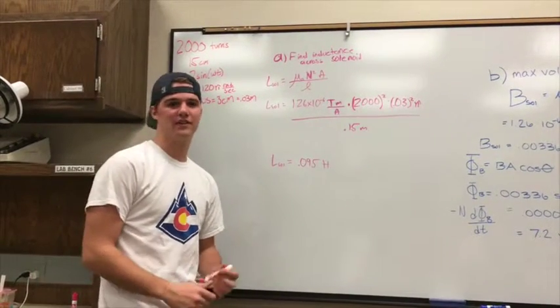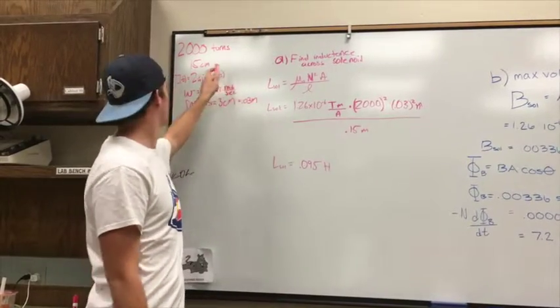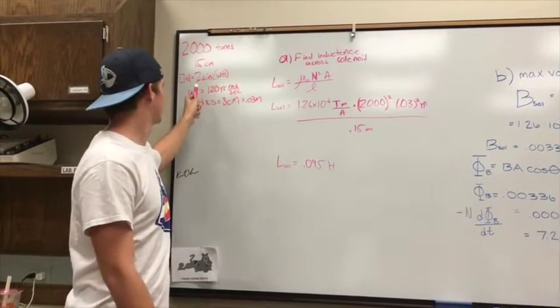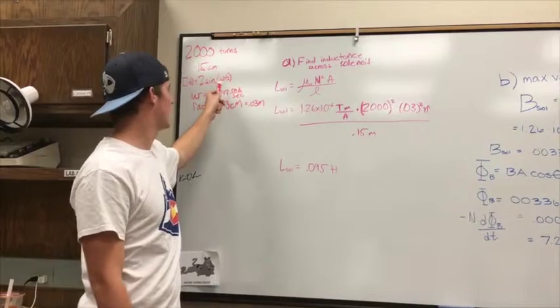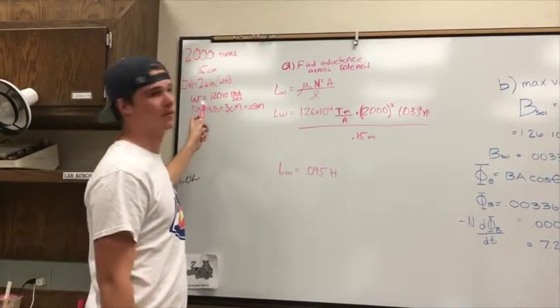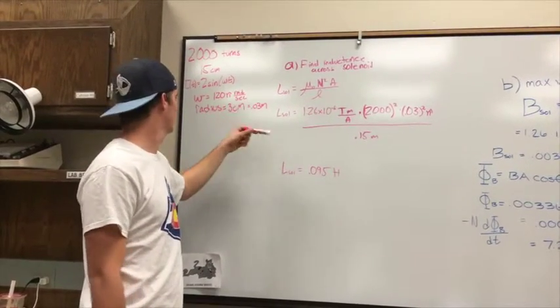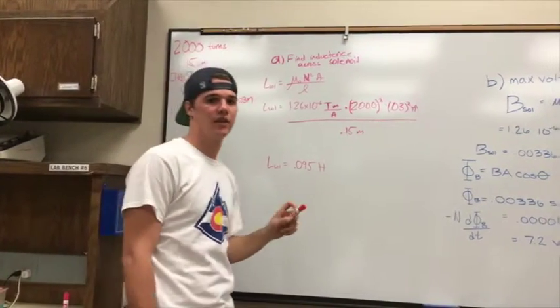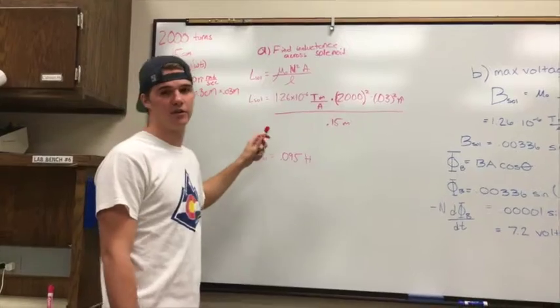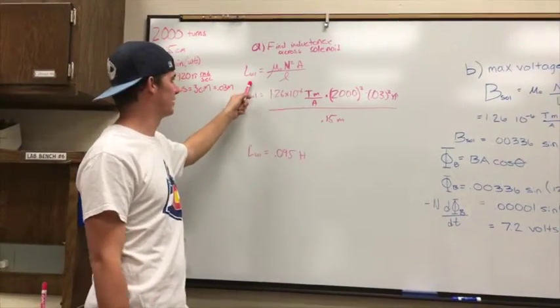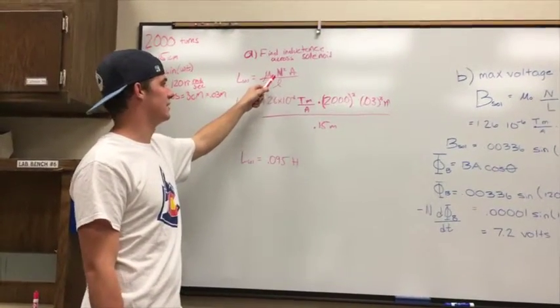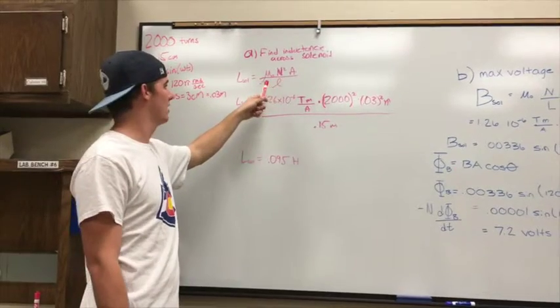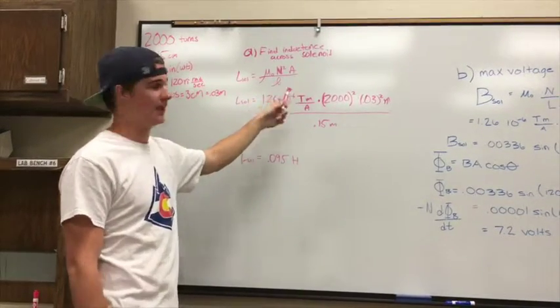So in this problem, we were given that our solenoid has 2,000 turns, a length of 15 centimeters, a current of 0.2 sin ωt, where ω was given as 120π, and our radius is 3 centimeters or 0.03 meters. Now, to find the inductance of our solenoid, we have an equation right here: μ₀ times N squared times A all over L, which is the length.